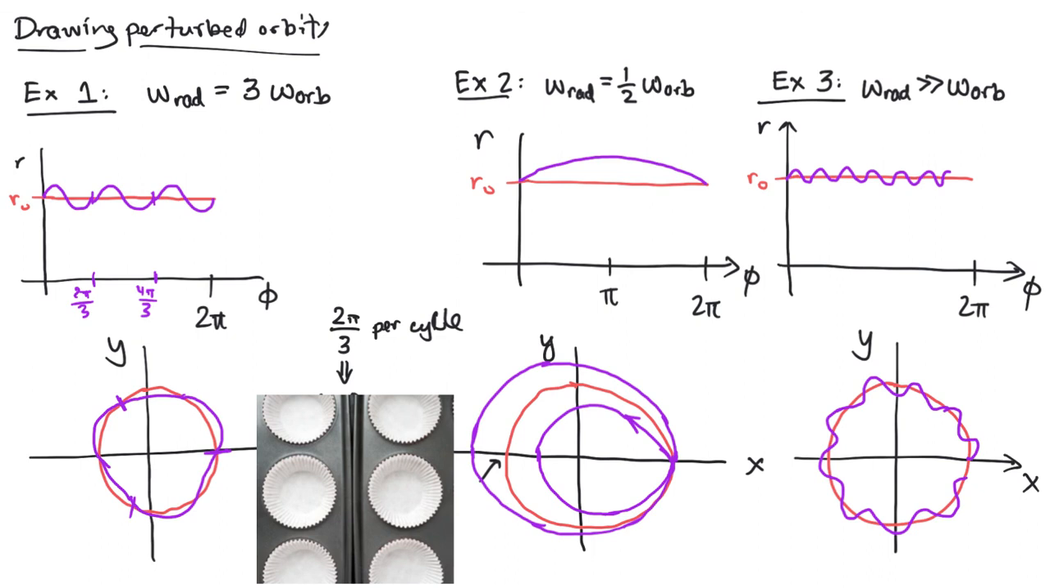And in general, you might not close ever if the ratio of the radial oscillation frequency and the orbital oscillation frequency is an irrational number. It cannot be expressed as a ratio of integers. And then in the limit where you have a very high oscillation rate radially, you end up with this kind of cool frilly looking cupcake structure.